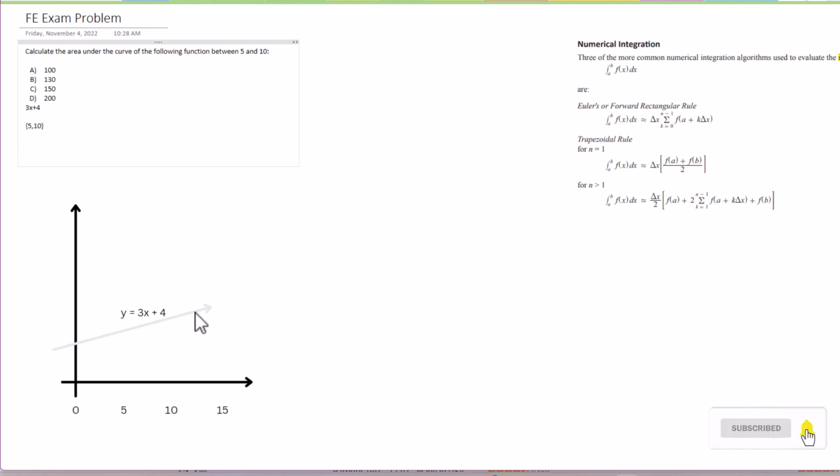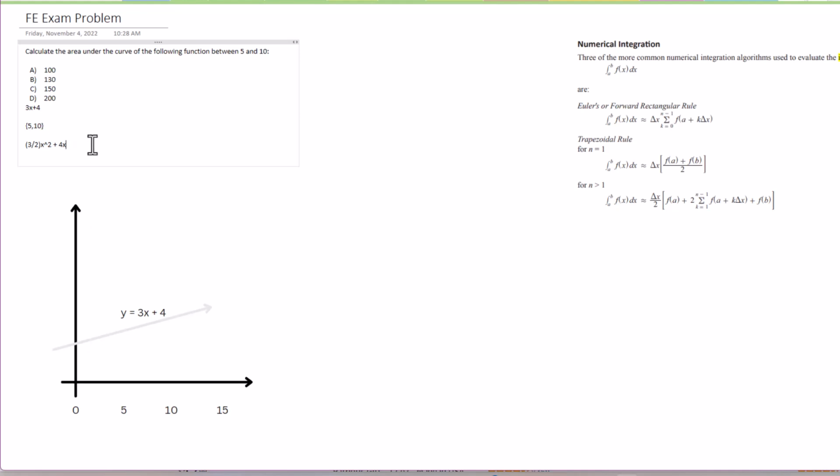For 3x plus 4, if we remember integration, we add 1 to the power and then divide by the new power. For this specific equation, we're going to have 3 halves x squared plus 4x. And then why not plus c? Well, plus c is only for an indefinite integral. This is a definite integral. There are bounds to it, so we don't need plus c in this situation.